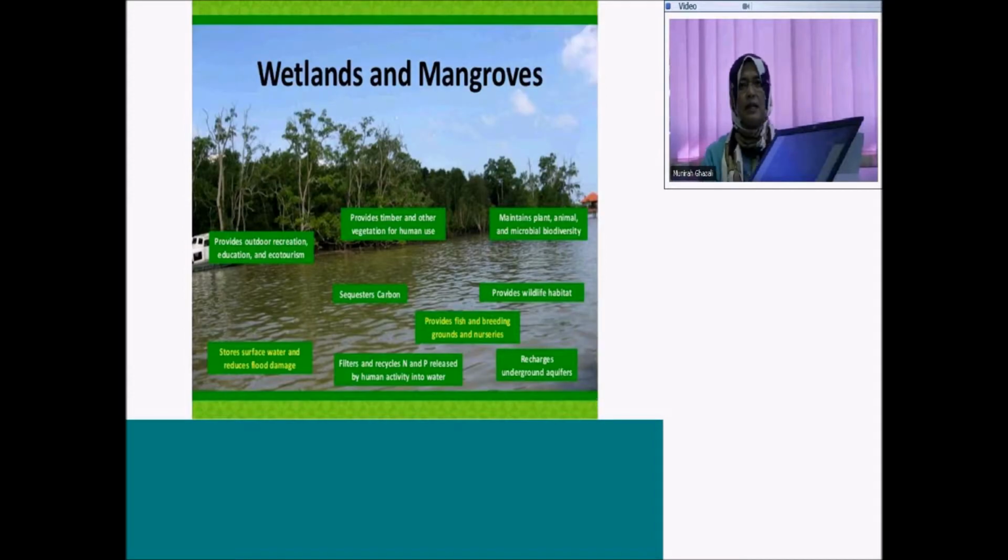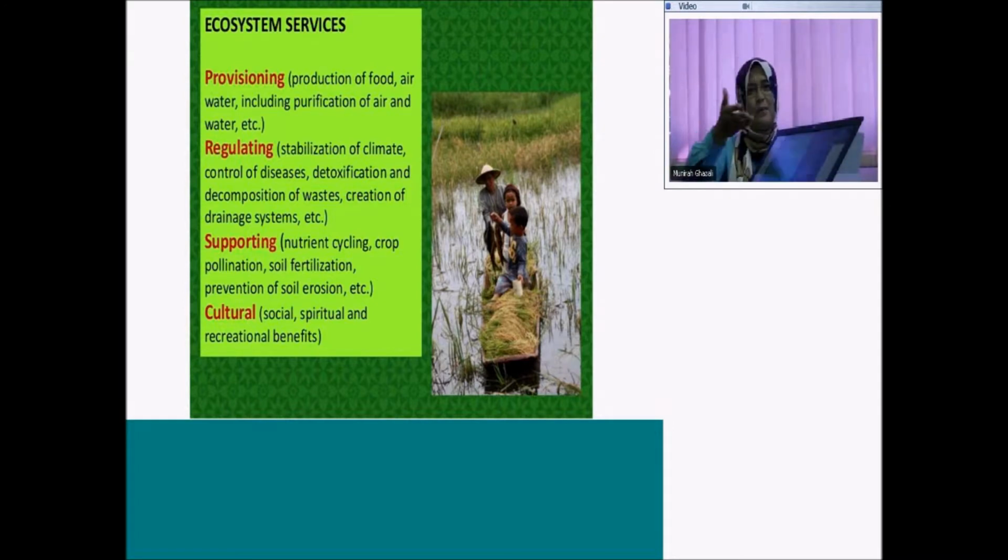Another example would be wetlands and mangroves, which are very important in protecting coastal ecosystems from storms and strong waves. They also provide fish breeding grounds and nurseries for a lot of the food that we eat. Like, for example, udang galang, or what is udang galang in English? Lobsters, freshwater lobsters. They also recycle and filter our water to give us clean water, and so on. So there are a lot of different services that all the different ecosystems and species give us. These are examples of the different services that I wanted to share with you.